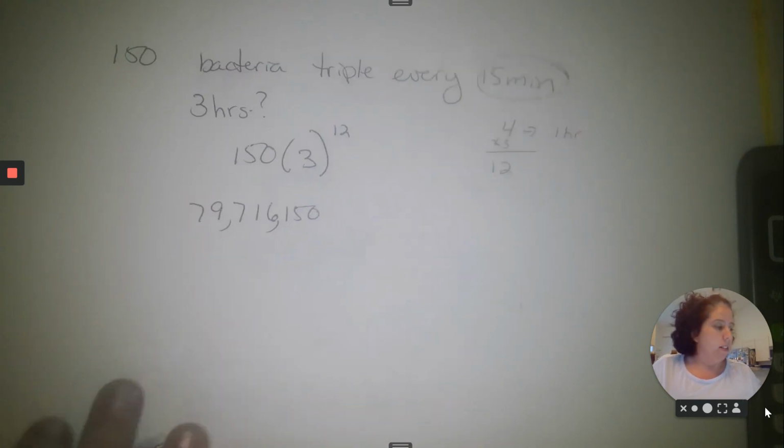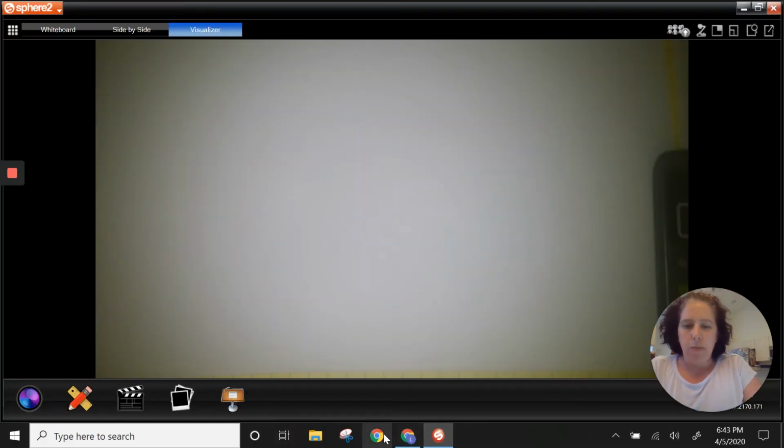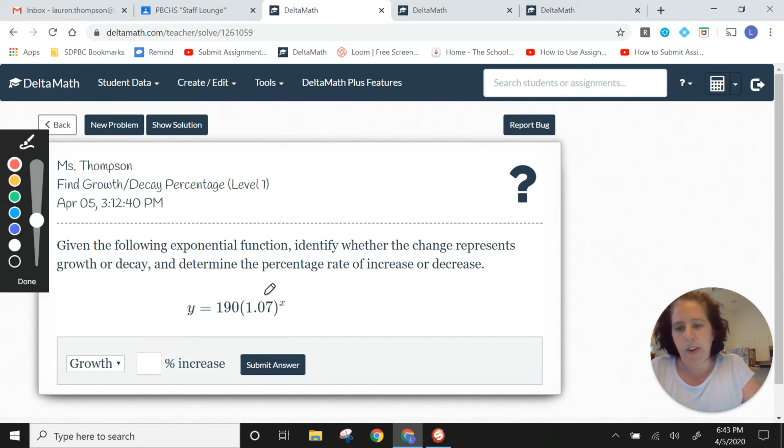All right. So let's go quick over to the Delta Math. We're almost done. Let me switch the screens. So here's your first Delta Math one. Given the following exponential function, identify whether the change represents growth or decay, and then determine the percentage rate increase or decrease. Let me get my pointer out.